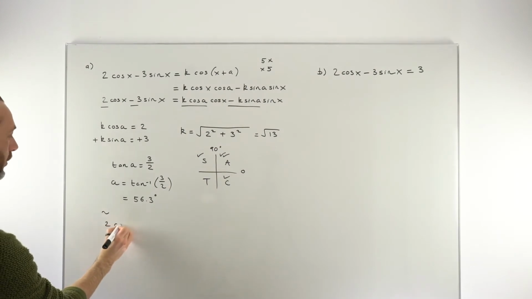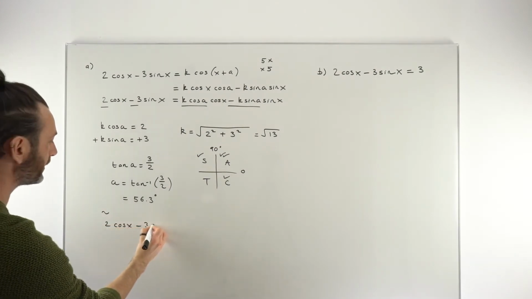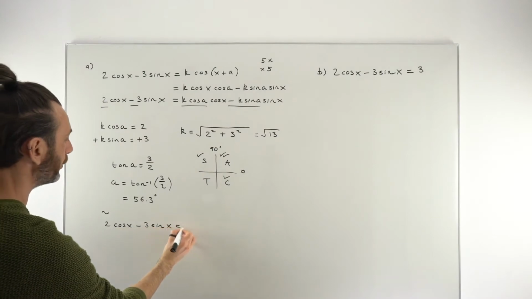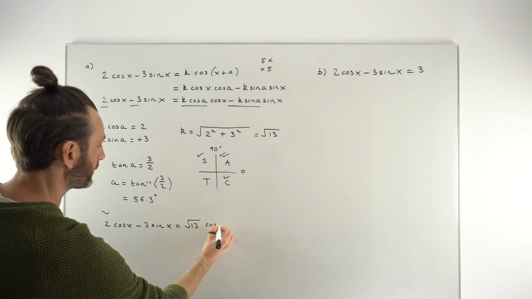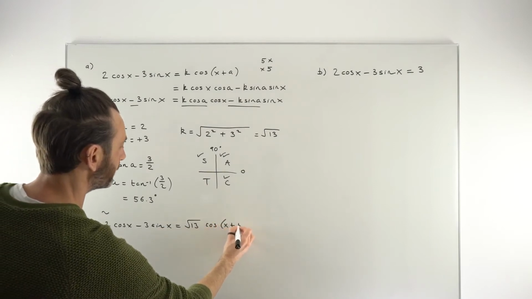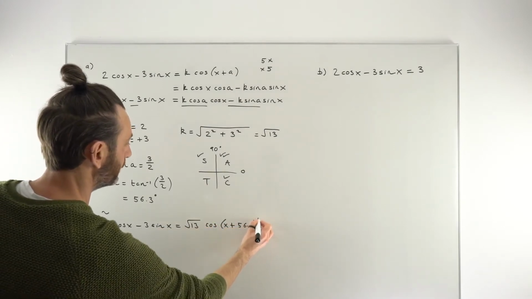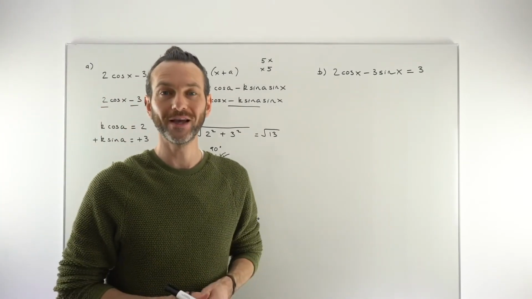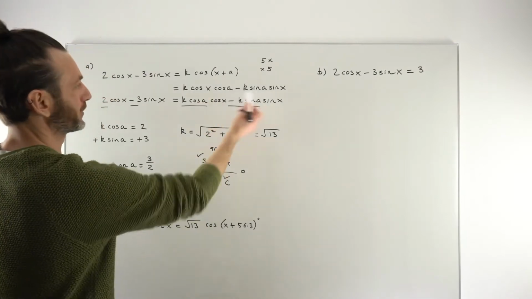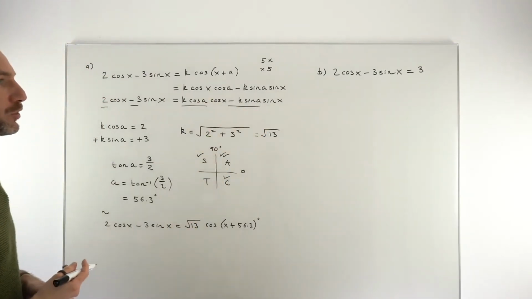So we've got 2 cos x minus 3 sine x, and that is equal to the K value, which is root 13, cos in this case, and then x plus the A value, 56.3 degrees. So very, very procedural, these questions. You just need to know the process, but really just an application of those addition formula expansions.